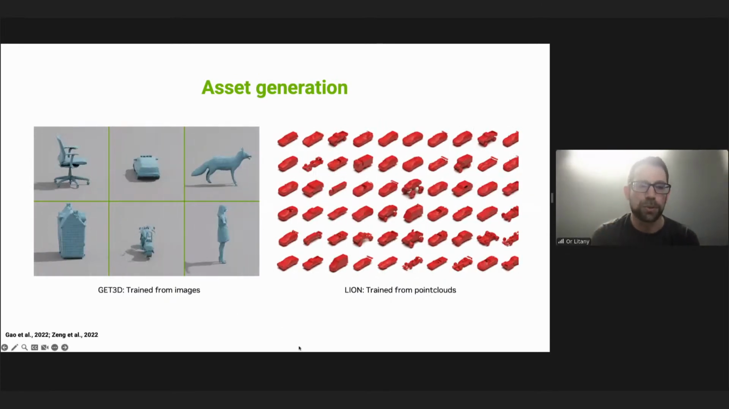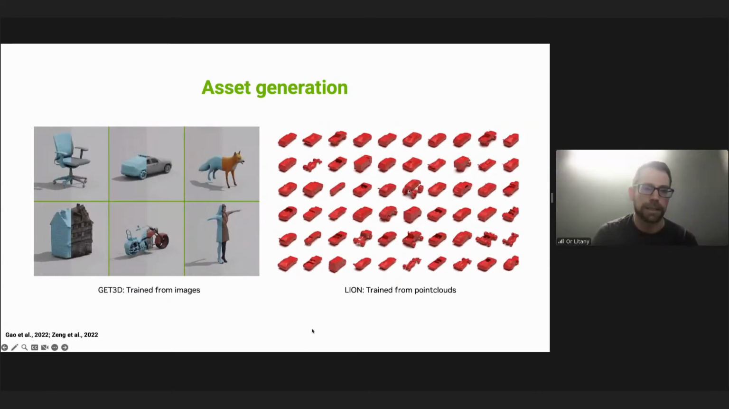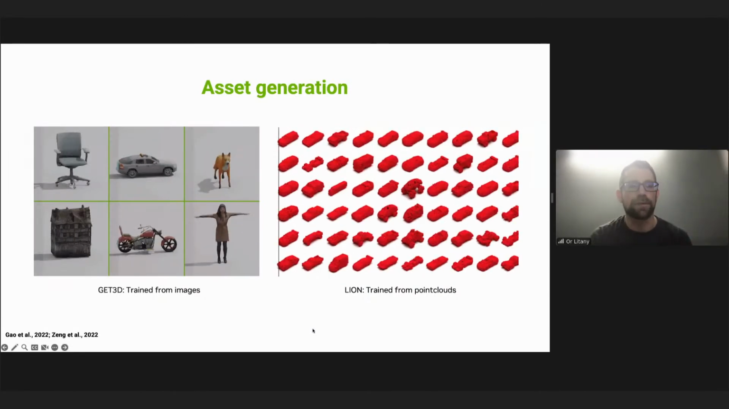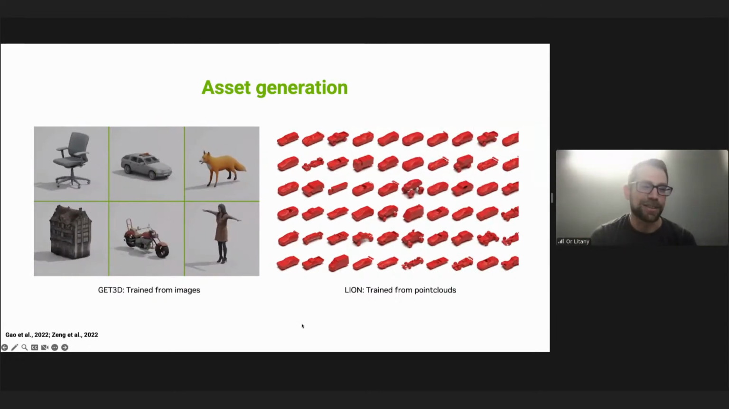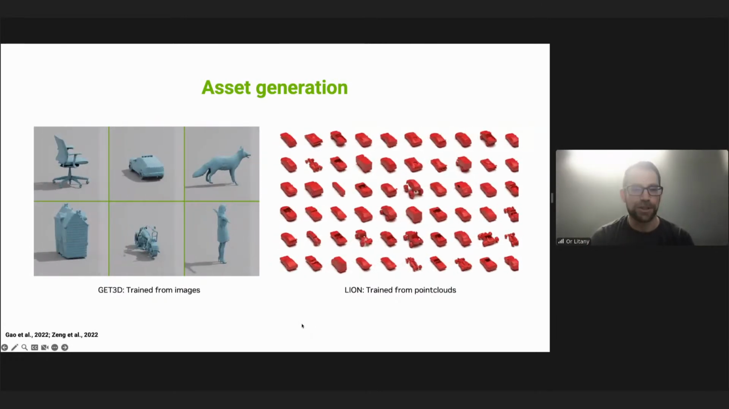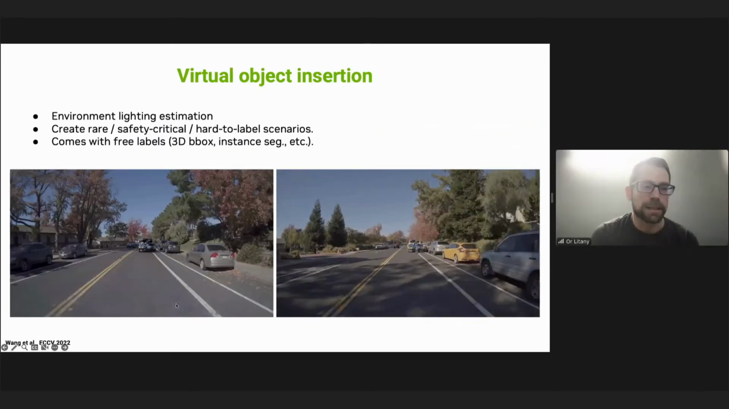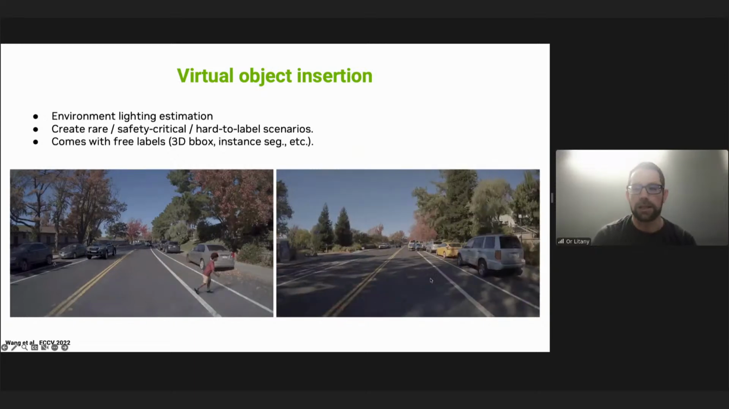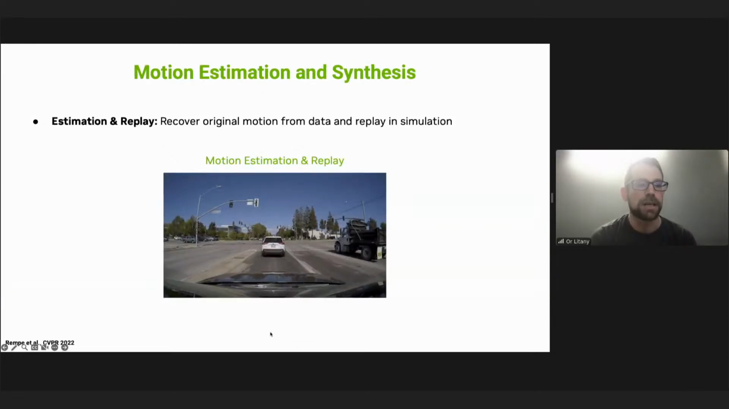Here I'm just pointing you to two works that came out from our group about generation of 3D assets that can learn from images or from point clouds. And again, considering the last question, we probably should consider both simultaneously. And this is how we can insert those objects into the scene, using physics and lighting estimation. Again, not going to go into details around that.